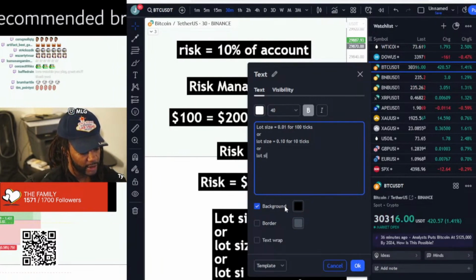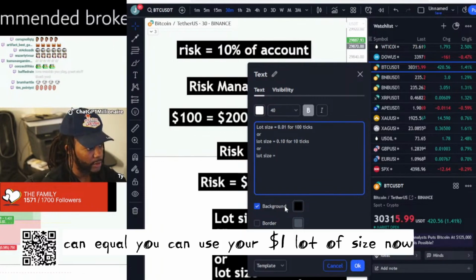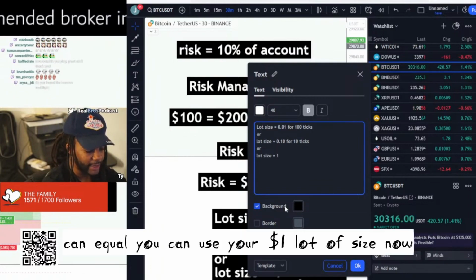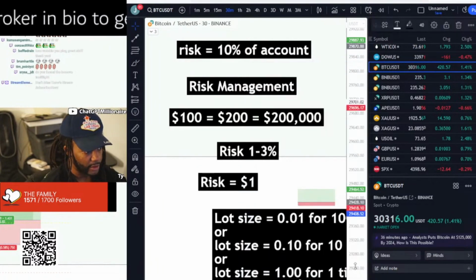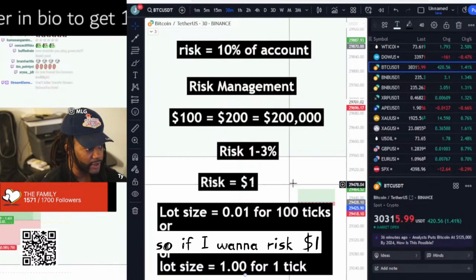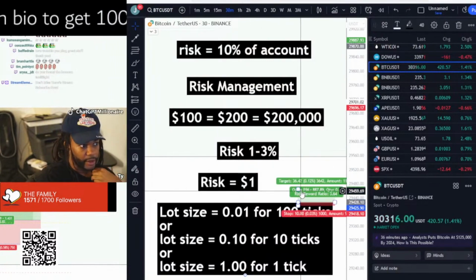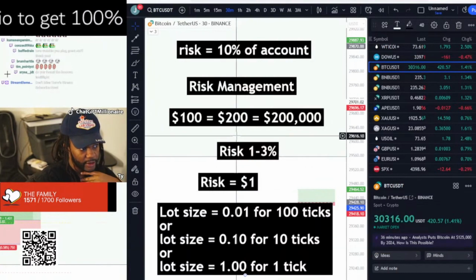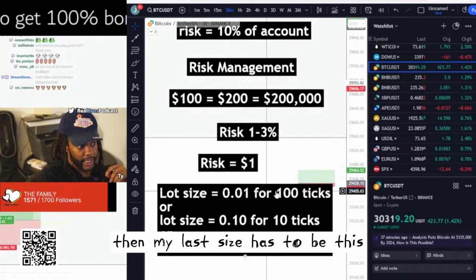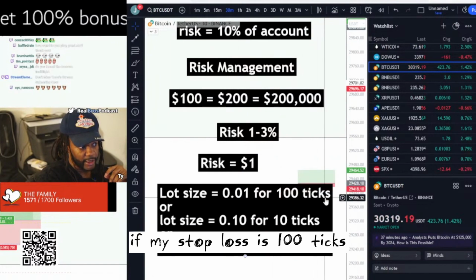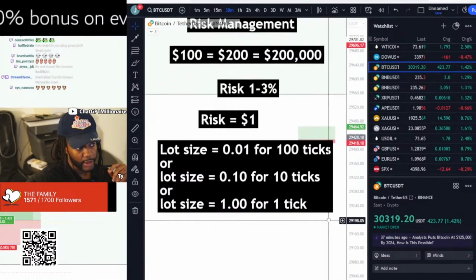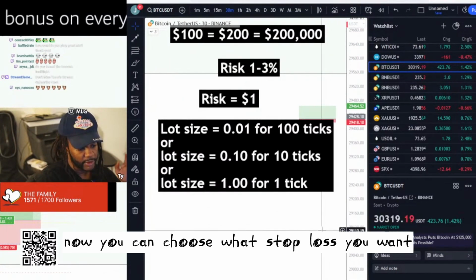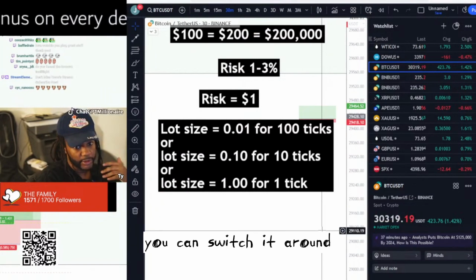Or your lot size can equal, you can use your $1 lot size now, but you can only use it for 1 tick, which is nothing. So if I want to risk $1, because I know I want to risk 1% of my account, then my lot size has to be this if my stop loss is 100 ticks. If my stop loss is 10 ticks, it can be this. If my stop loss is 1 tick, it can be this. So you can change around your stop loss now. You can choose what stop loss you want. You can switch it around.